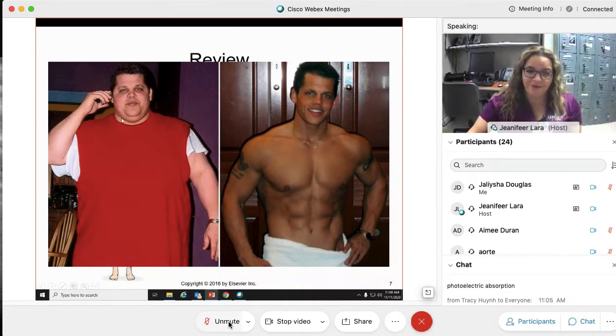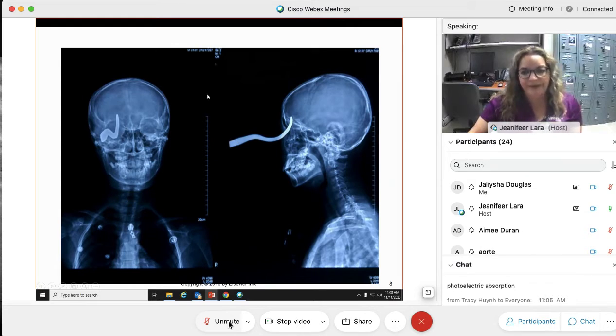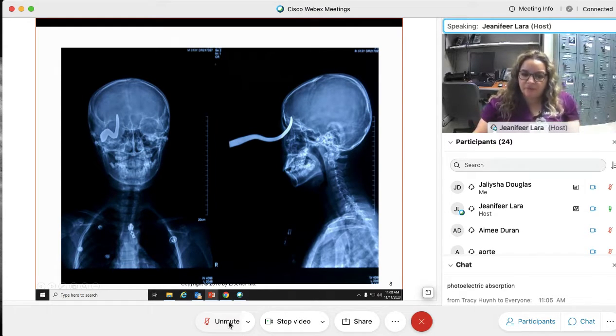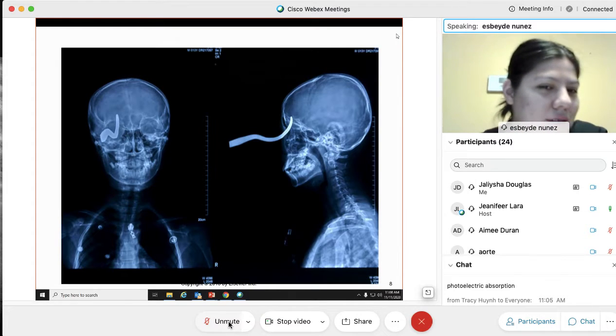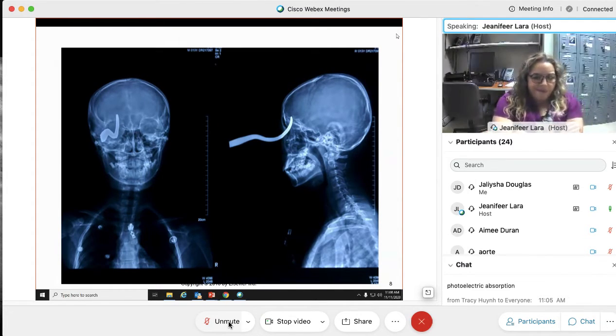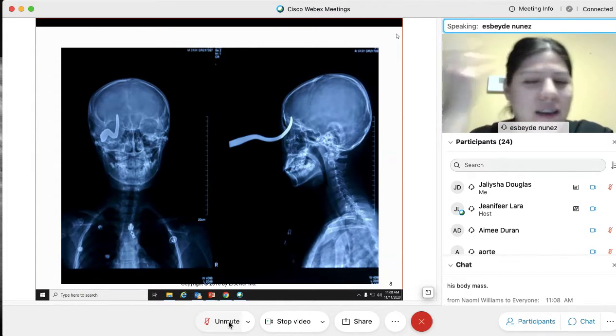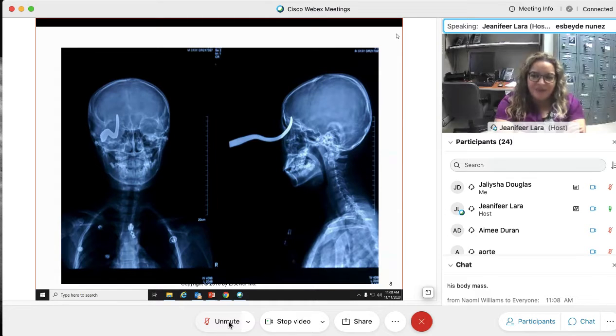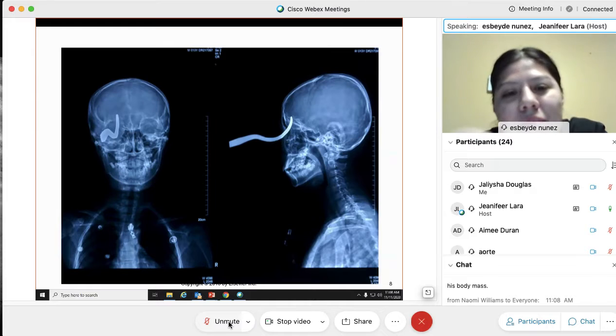Everyone's good? Oh, man. What happened here, Betty? Let's take a look at this x-ray. What has happened here? Seems like it got stabbed. What did he get stabbed with? It looks like not a knife, but like a hook. A hook, right? Is it metal? It is metal, based on the color.